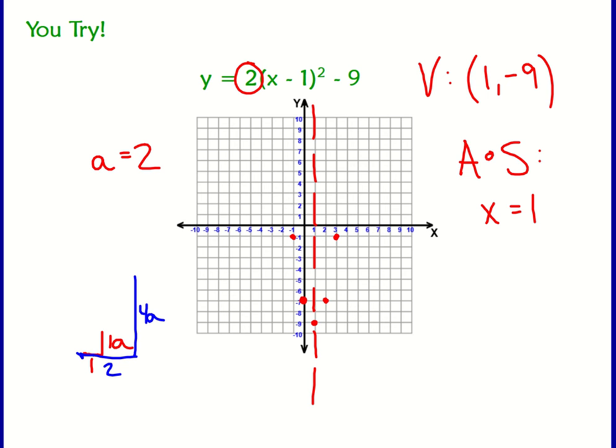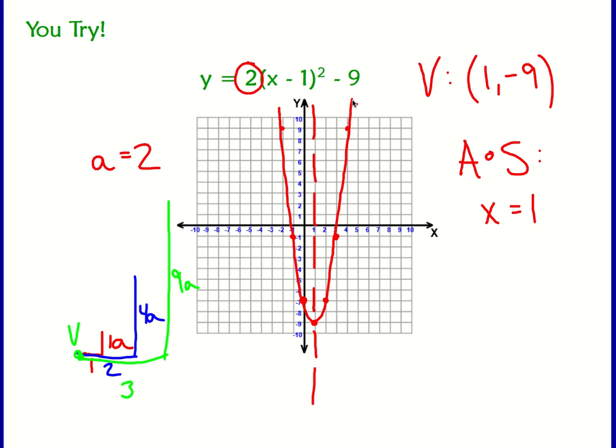And I can see if a third point would fit on there. Usually in the parent function, if this is the vertex, if I go over 3 units, normally I would go up 9 units. But in this case, I'm going to multiply it by the vertical stretch, which is 2, which means I would go up 18 units from negative 9 y value. That would actually take me to a y value of positive 9, since I want to go 18 units up from the vertex. So it did fit on my graph.